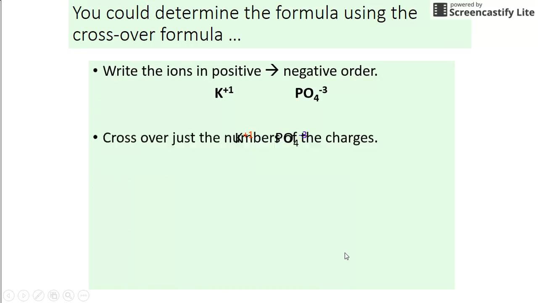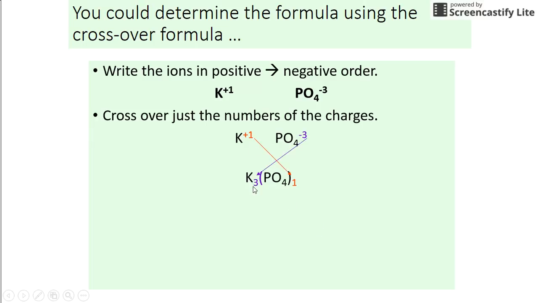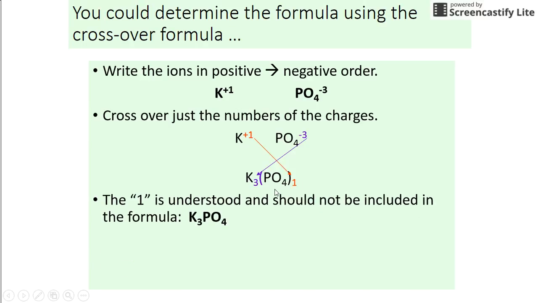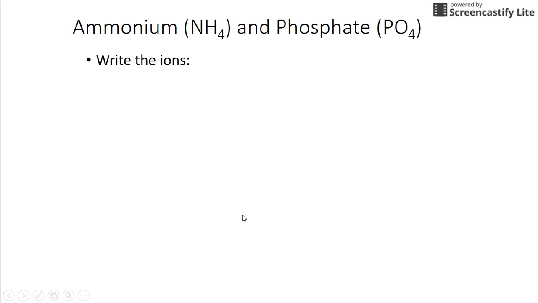You can also do the crisscross. You write the metal first. The 1 goes to the polyatomic in this case. The 3 from the polyatomic charge goes to the metal. So it's K3PO4. 1 is understood. You don't need the parentheses if you don't want around the PO4. I said I was happy to keep them there though.